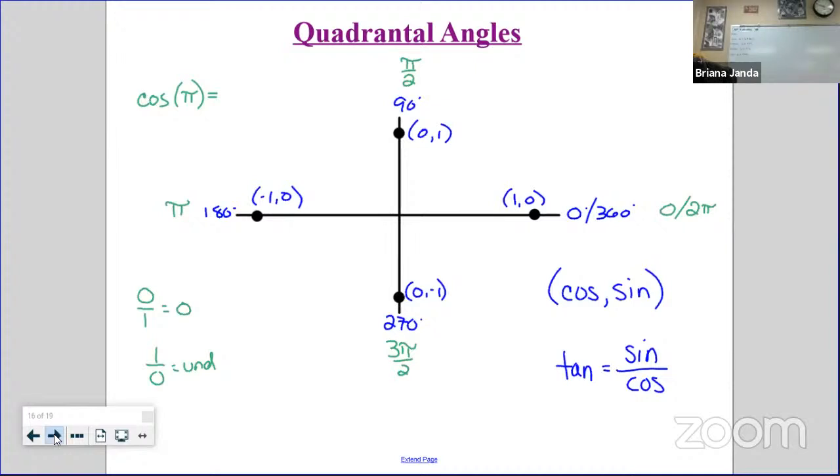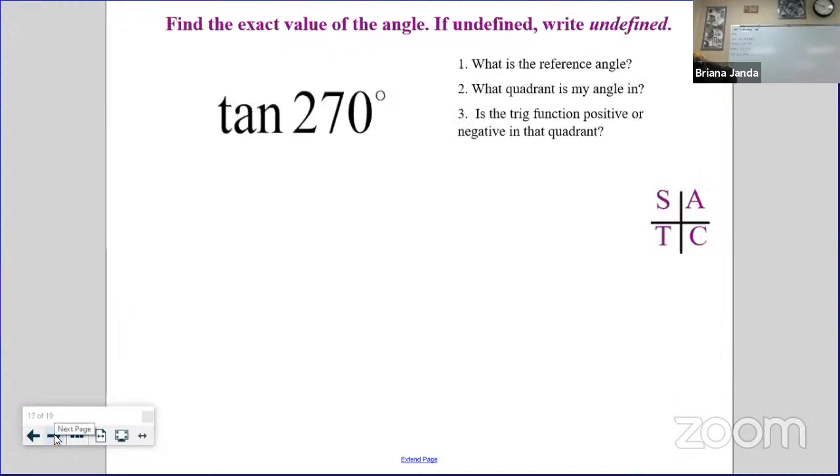So let's do tangent of 270. Those questions kind of become moot, not needed, when we fall on an axis, because there isn't a reference angle, there isn't a quadrant. The question becomes, what's the ordered pair on that dot? So 270, we figure out which axis and what's the ordered pair. How would I get there? I would go right or left 0, down 1.